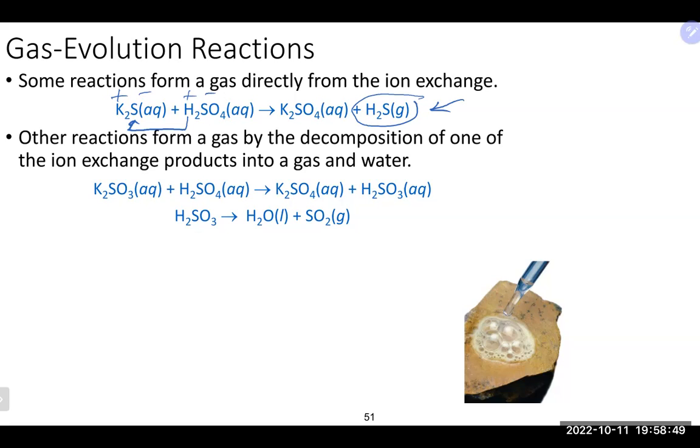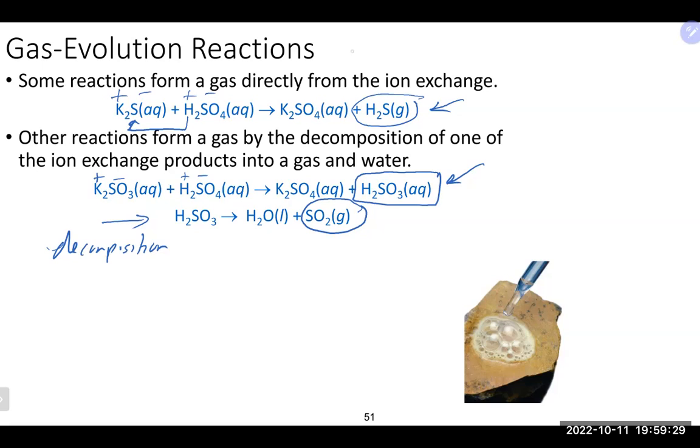Now, on the second one, it is a double displacement reaction that takes place. And once again, we form K2SO4 and H2SO3. What happens in this case is this product will then go through what is known as a decomposition reaction. So it will very quickly break apart into H2O and SO2 gas in this case. So this is an example of a double displacement reaction that actually forms a gas as a secondary reaction occurs, not directly, but one of the products comes apart.